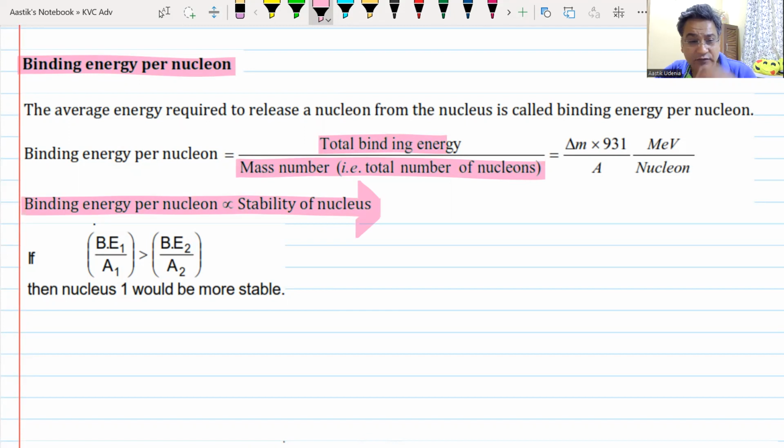If binding energy of nucleus A divided by the mass number of nucleus A is greater than binding energy of nucleus B divided by the mass number of nucleus B, that means the binding energy per nucleon is greater for nucleus A, then nucleus A would be more stable than nucleus B. Do we understand this? Yes, sir. I'll give you 2 minutes to note this down.